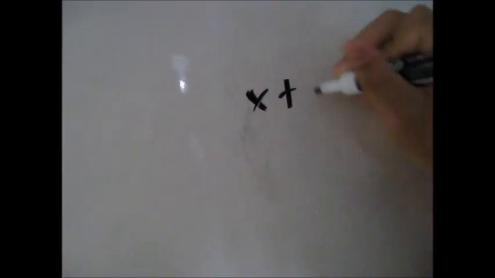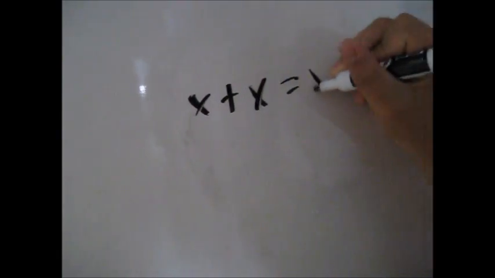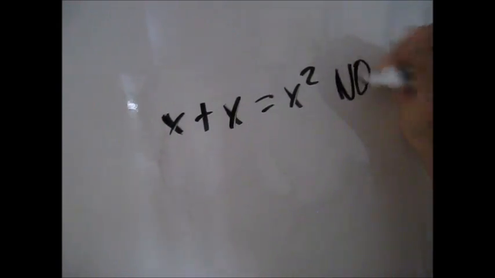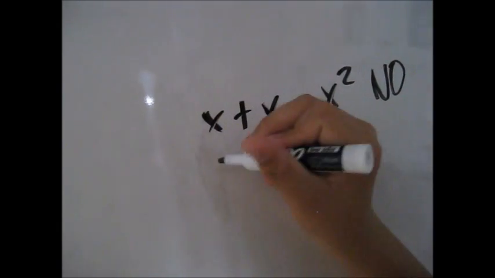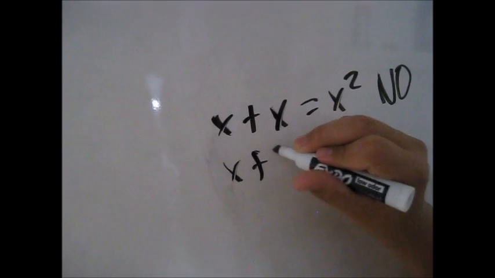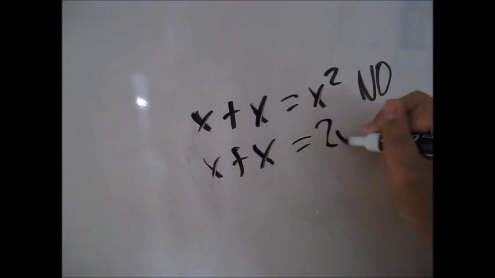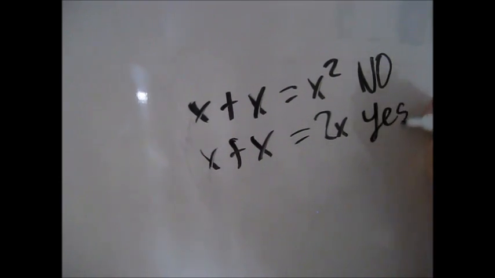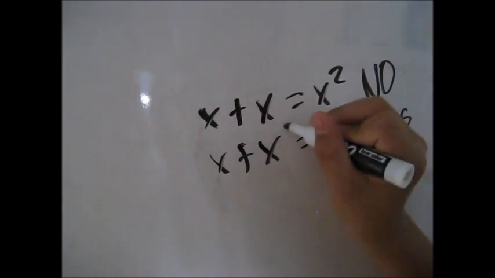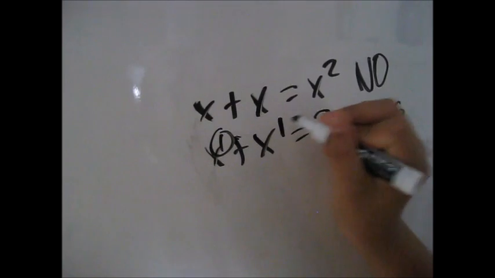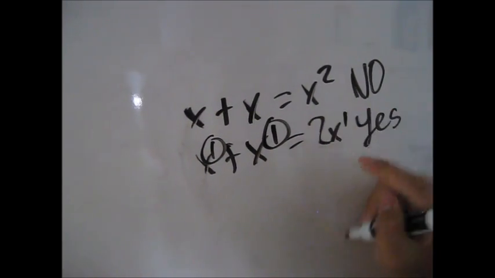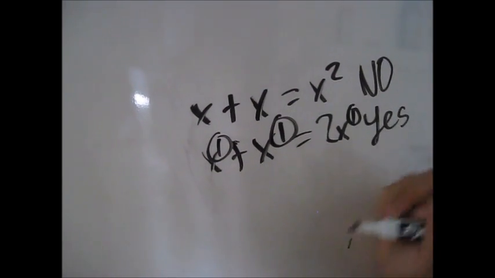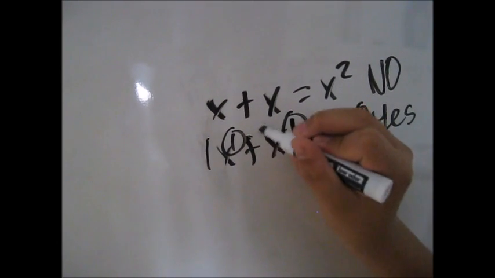Okay, to help you guys on the next problems, we'll do some reviews. So x plus x equals x squared? No. X plus x actually equals 2x, not x squared. So the reason behind that, because if a variable is by itself, the exponent is always 1, and you can't add two exponents together. You only do that when you're multiplying two exponents.